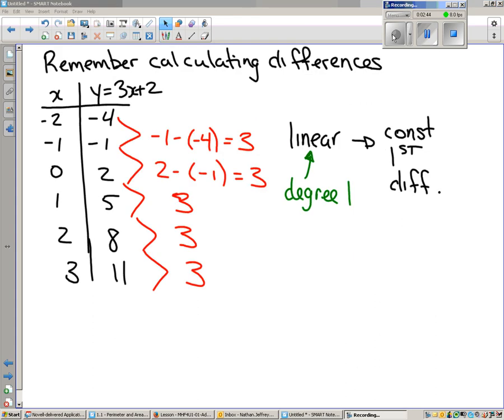Okay, so if we remember calculating first and second differences: if we have a linear function, so 3x plus 2, we get a table of values, we calculate first differences, and we see that the first difference is constant. So a linear function has a constant first difference. And from yesterday, we can say it has the characteristic that it's a first degree. So a linear function: degree 1, constant first difference.